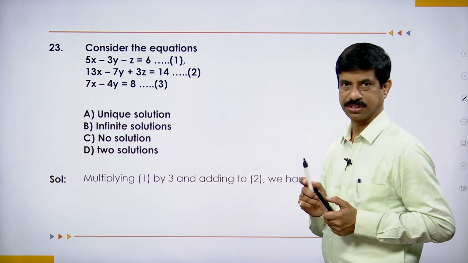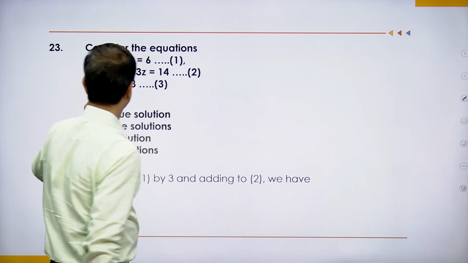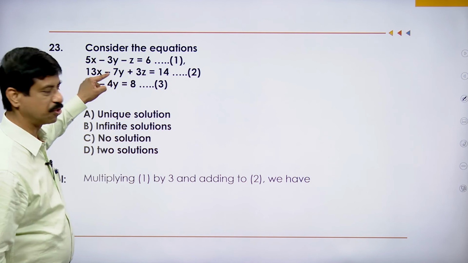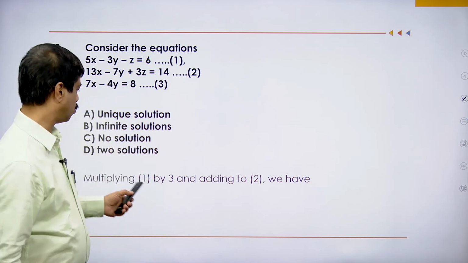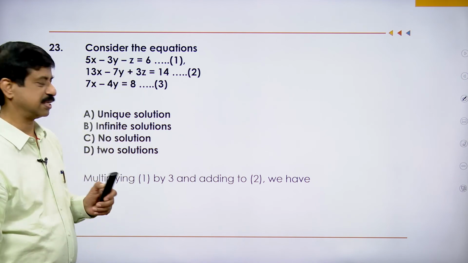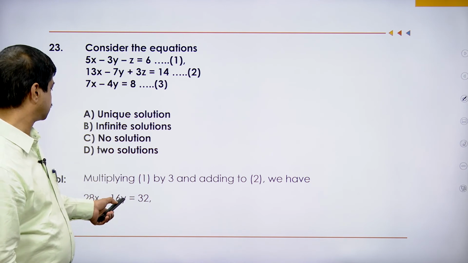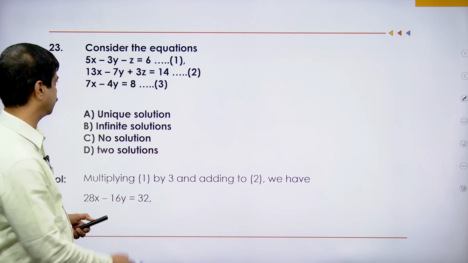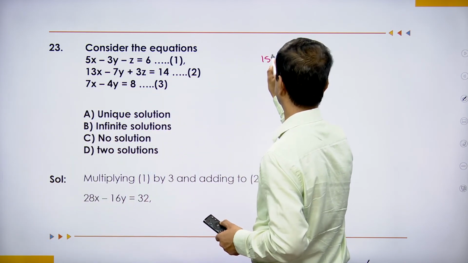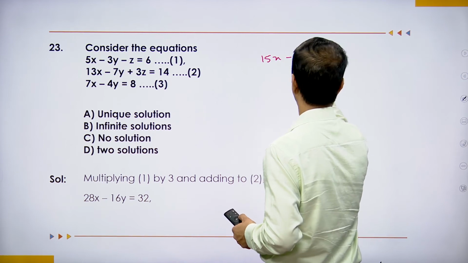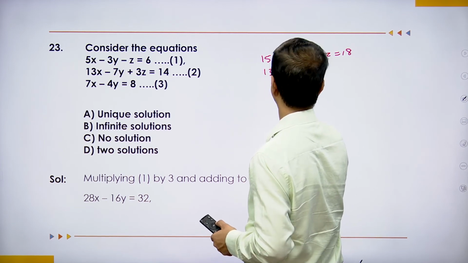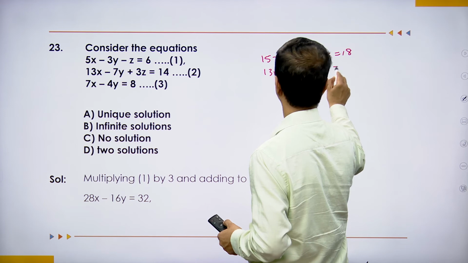Now why are we doing this? See, here you have x and y. Here if you can eliminate z, you will get another equation in terms of x and y. So if you multiply this by 3 and add it to 2, minus 3z plus 3z gets cancelled. So 28x minus 16y equal 32 you will get. See, you are multiplying this by 3. So what happens? 15x minus 9y minus 3z equal to 18, and here it is 13x minus 7y plus 3z equal to 14. Add them.